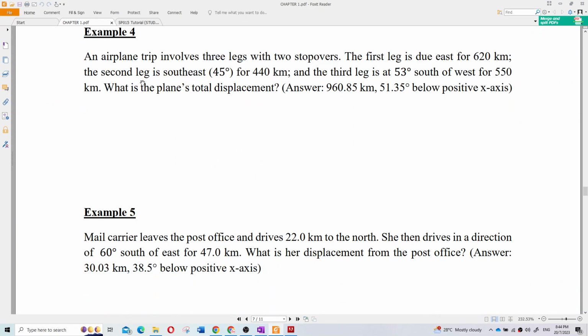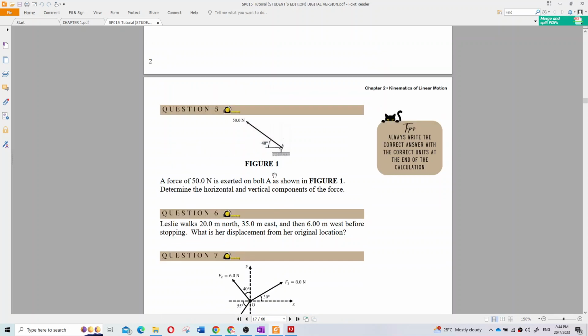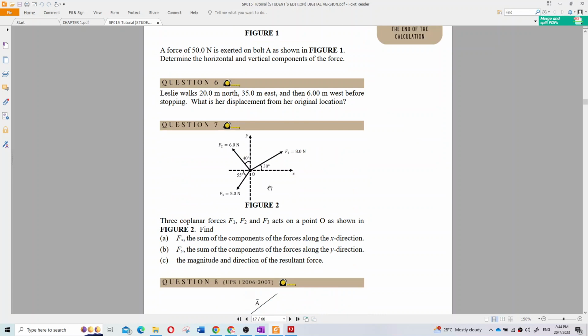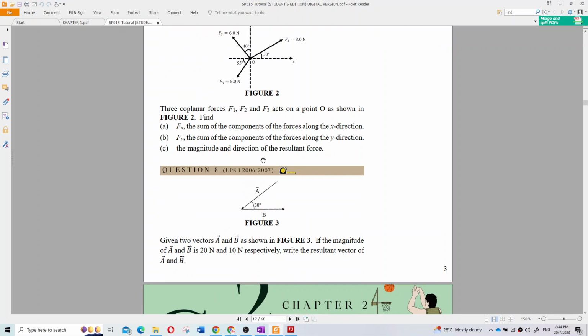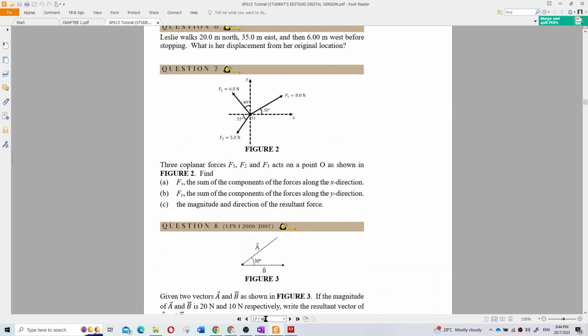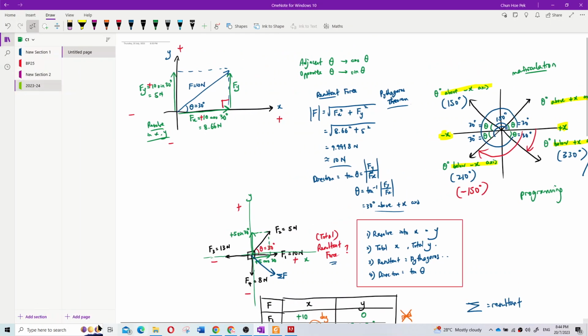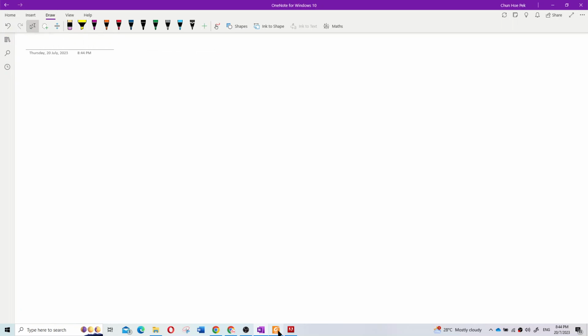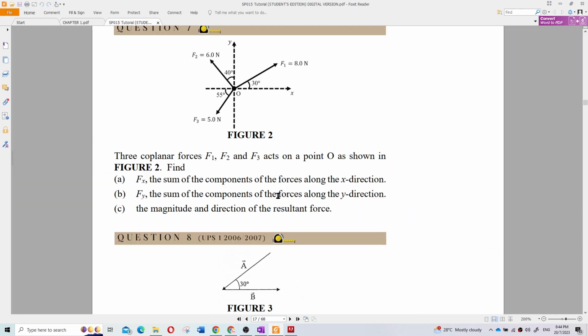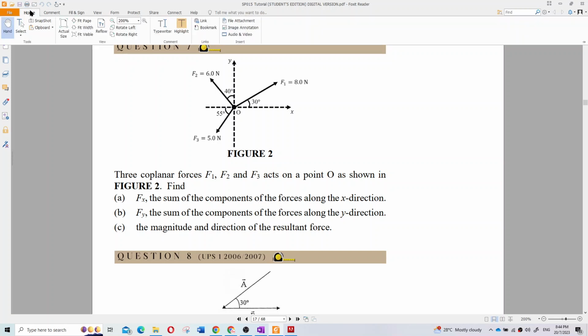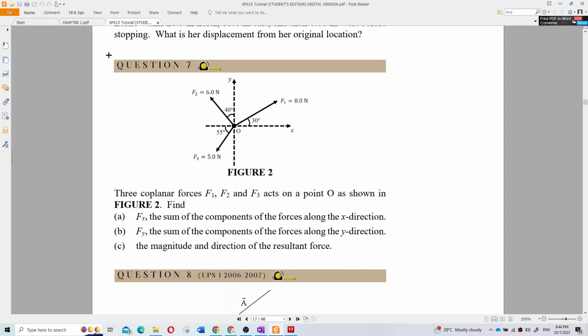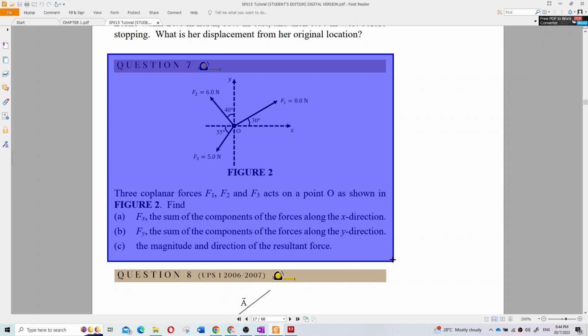Okay, let's look at our tutorial question. Let us try this example, class. Question 7. So let us try this question 7, and then that's all for today, once we have done question 7 of the tutorial. Take this picture.